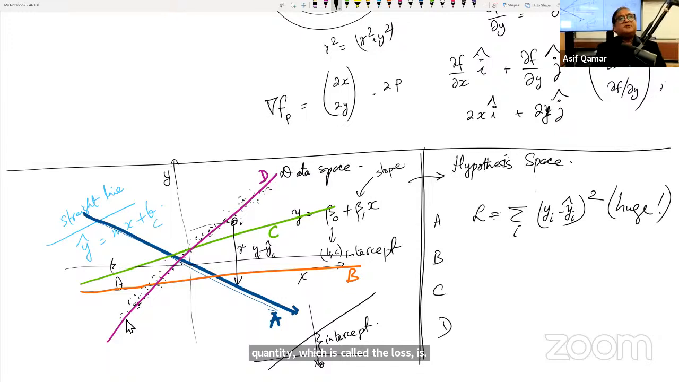But here's the problem. Suppose you don't have eyes, and you randomly plot a line, and then you measure the loss. And now the question is, that loss can increase or decrease. How do you know that you are at the best line? If you are at A, what can you do to discover D? So there are many ways of doing it. There are some clever ways, and then there are some not so clever ways.